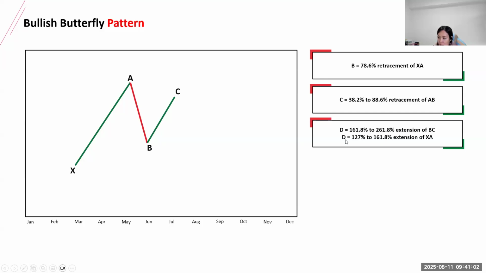extension, either 127 to 161.8 extension of X to A, which gives you the D leg, or you will get the BC extension 161.8 to 261.8, depending on where C retraced.